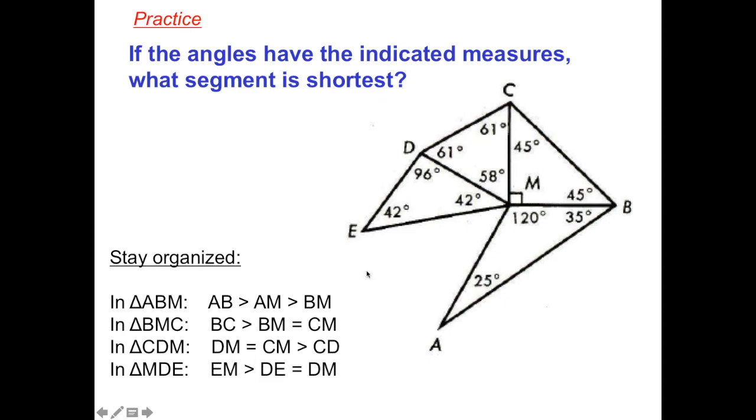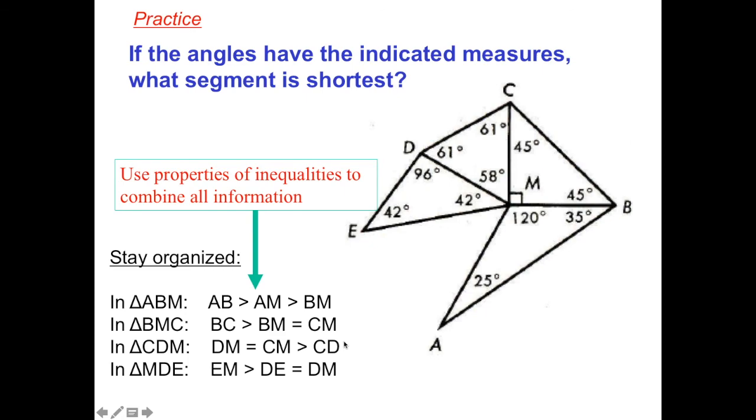Let's look at the last one here. We got EM greater than DE, and DE equals DM. So again, we got isosceles triangles. Our problem was a lot easier, actually, because we had isosceles triangles. And you know what? Here, the 42 degrees, we can look at maybe DM right here. DM, how does it compare to CD, which was the smallest one in the last triangle? Well, DM was larger than CD here. So our answer, boom, using properties of inequalities to combine all information.